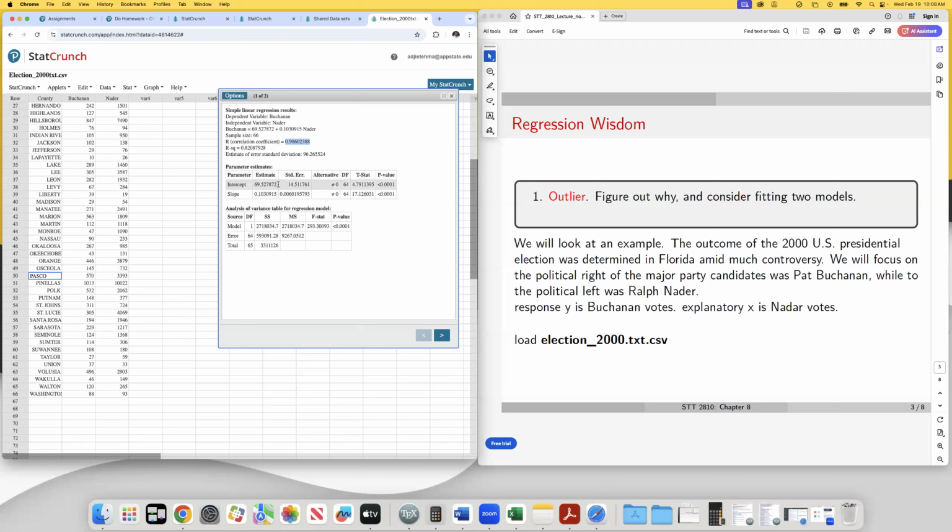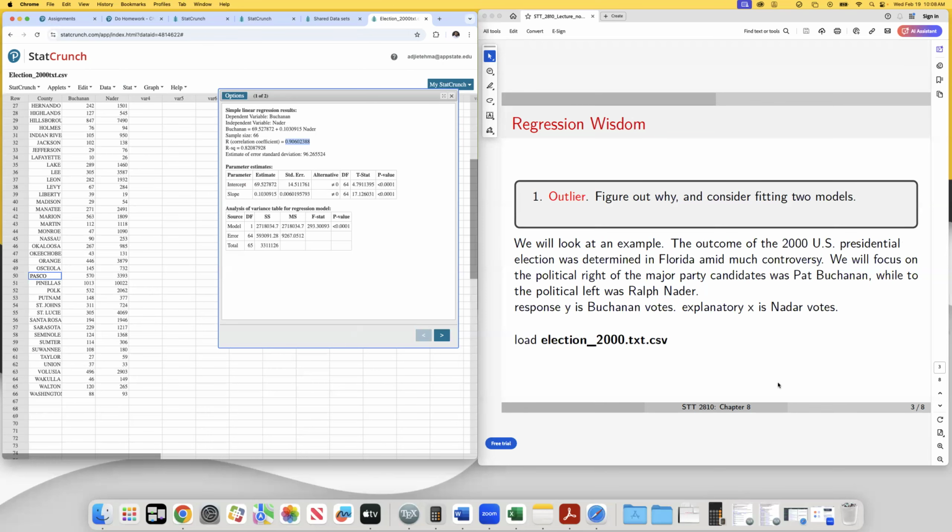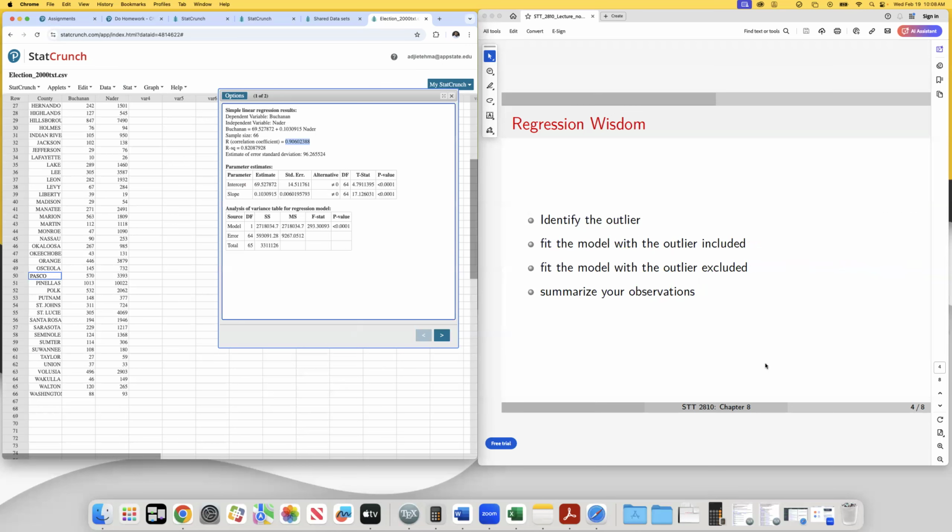So anytime you encounter an outlier, figure out why and consider fitting two models, one with it, the other one without the outlier. The other thing we want to look at is, so this is what: identify the outlier, fit the model with the outlier included, and then the one with the outlier excluded, and then you summarize observations.